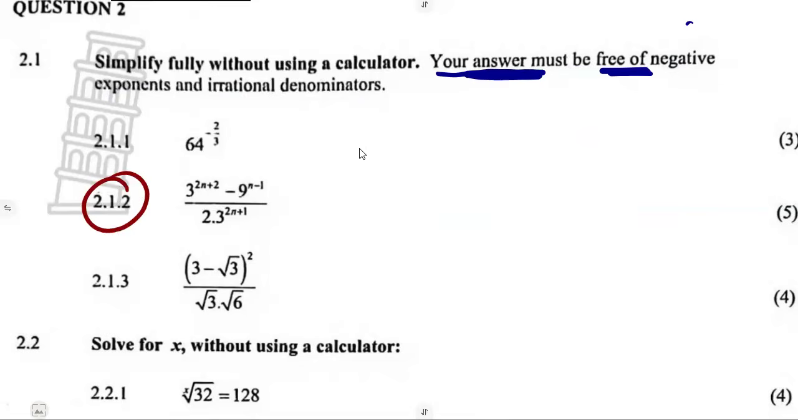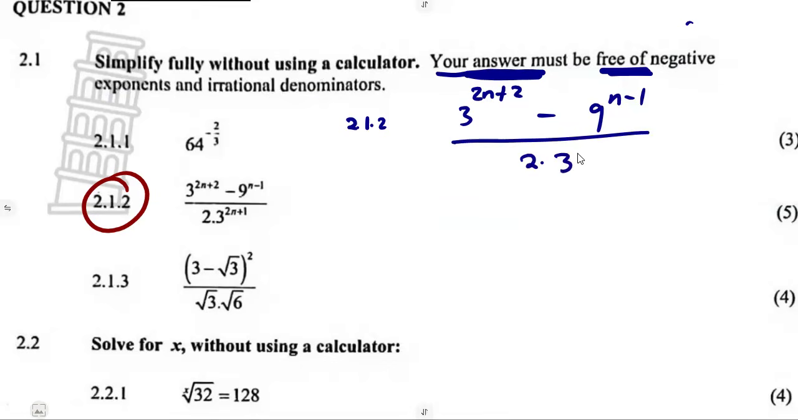On 2.12, we're also given an exponent to work with: 3 to the exponent of 2n plus 2 minus 9 to the exponent of n minus 1, everything over 2 times 3 to the exponent of 2n plus 1. So remember, if you're having expressions on the exponents, just target a common base. Is it 3 to the exponent of n? Is it 3 to the exponent of 2n? It must be common.